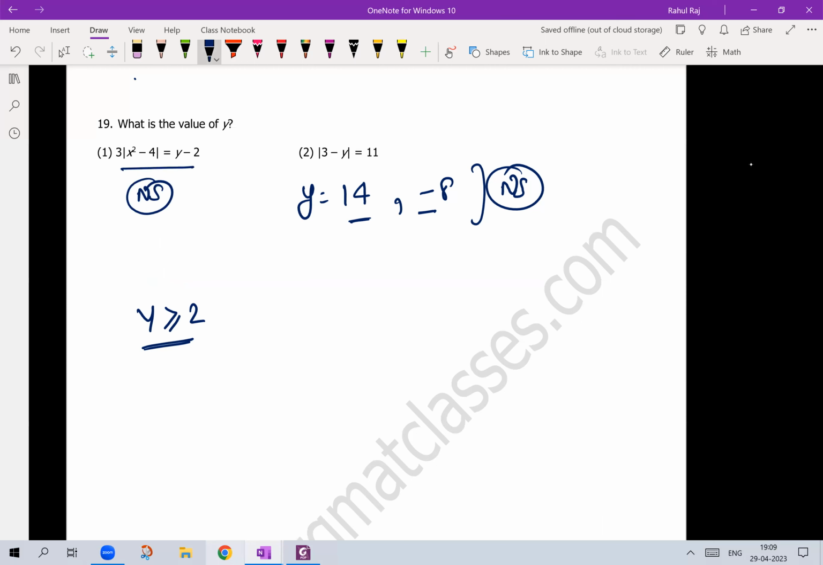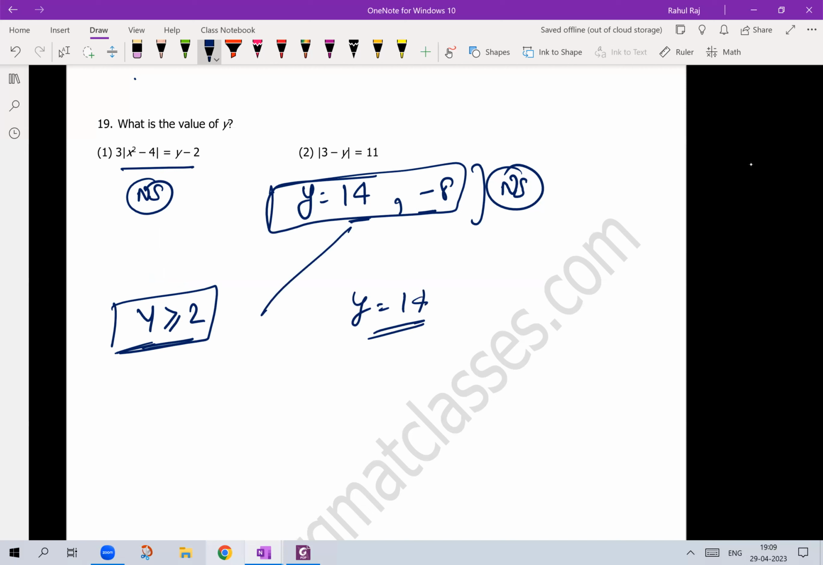But am I very sure that the value of y has to be greater than or equal to 2? The minimum value of y can be 2. If you keep changing the value of x, the other values of y you get don't matter at all, but they will be greater than 2 for sure. Now, when you combine, option number 1 says y is greater than or equal to 2. Option number 2 says y is equal to 14 or minus 8. So y is equal to 14.